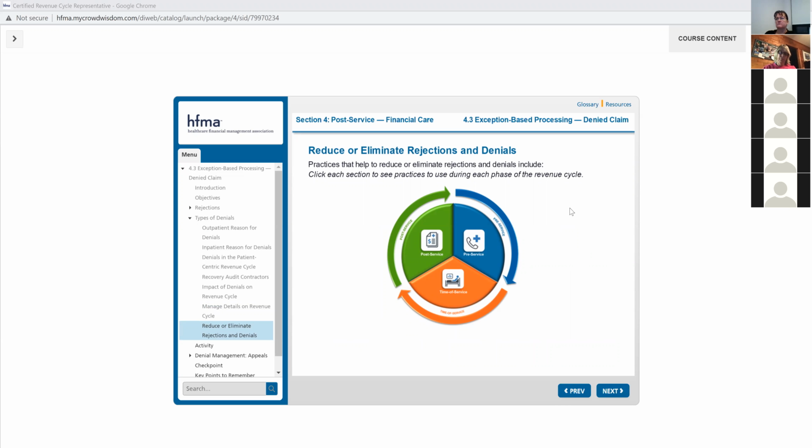So here's your pre-service data that you want to make sure you gather and that it's complete and accurate. And then at your time of service, you want to provide the services and monitor the patient services. And then for your post-service, you want to do all your pre-bill edits, categorize and analyze, and so on and so forth. So just make a little mark on this page so you can refer back to it.